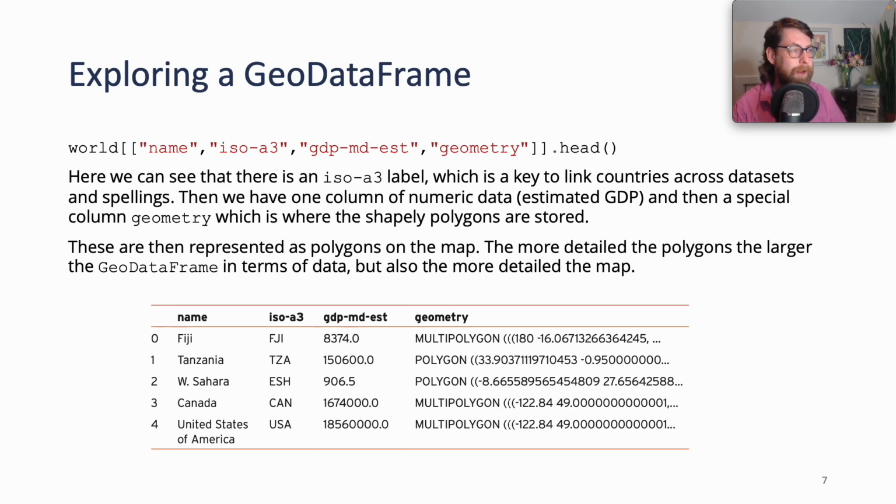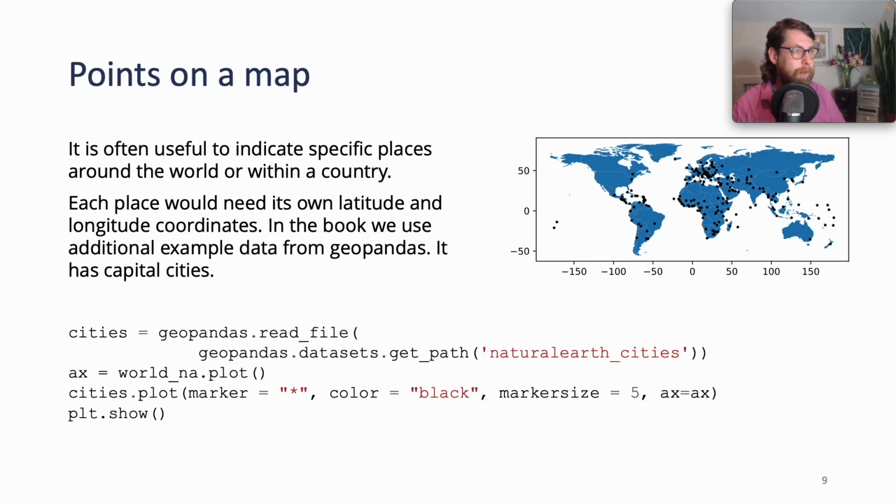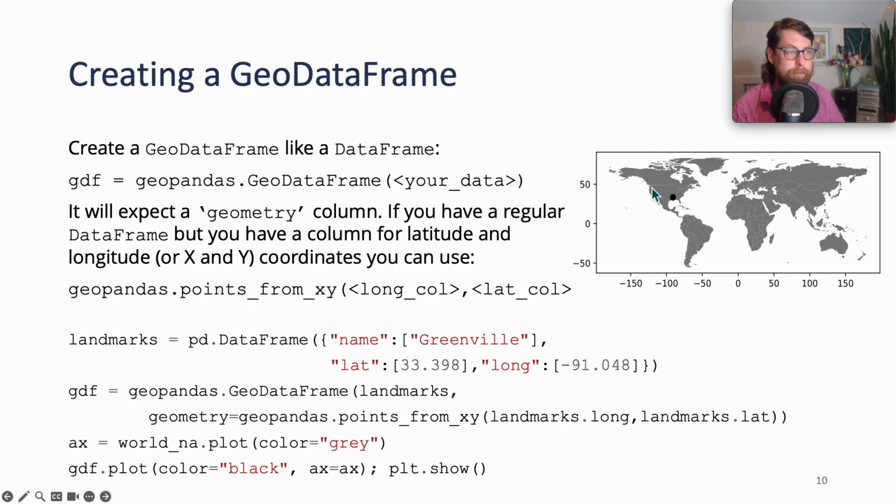To review, here's a data frame that we can put together. Here's a choropleth map, and that's how we can split this up into meaningful divisions. We can also take those maps and put them as points on this, and we can see capitals of various cities and places here around the world.